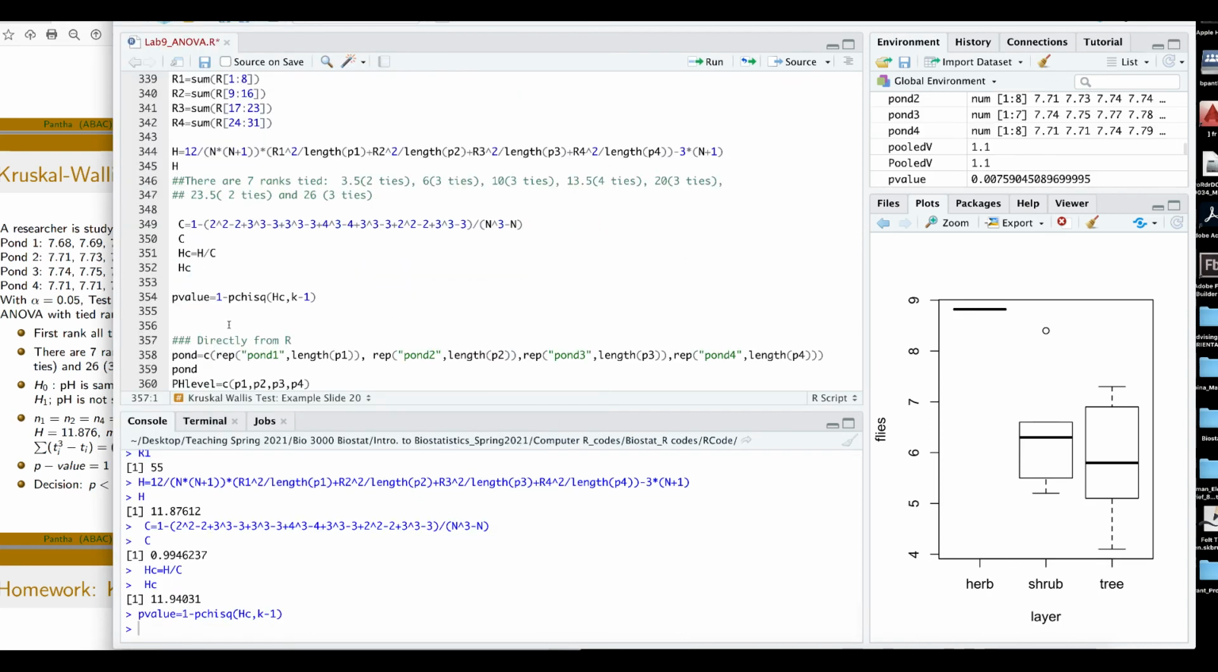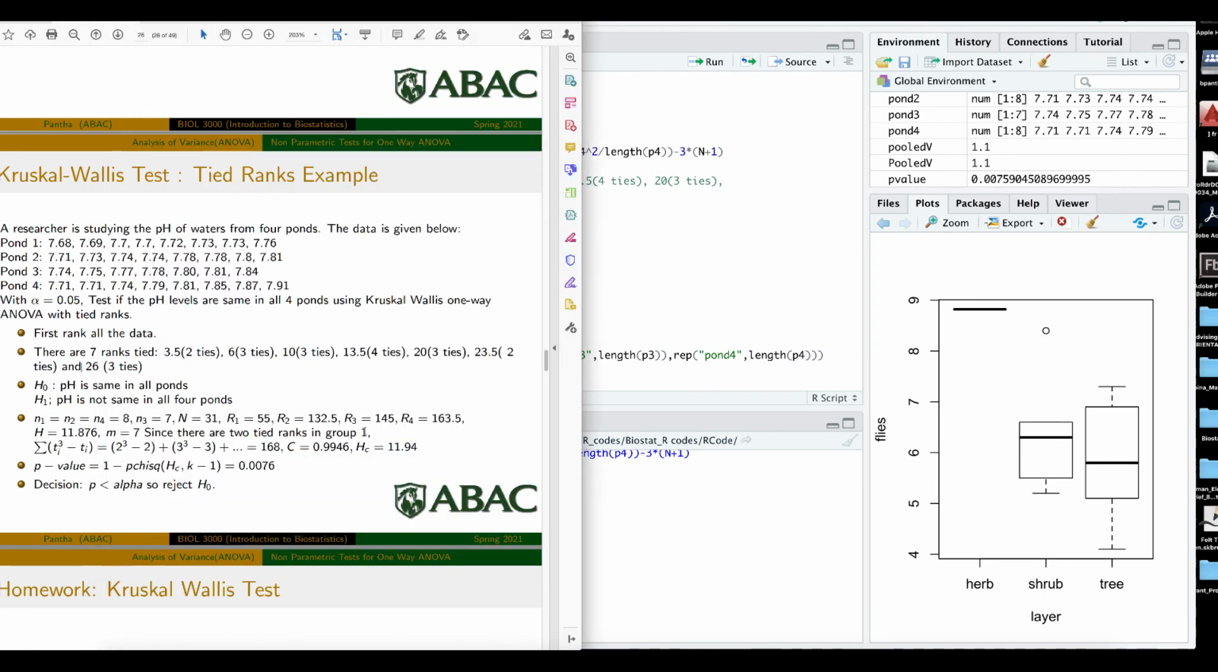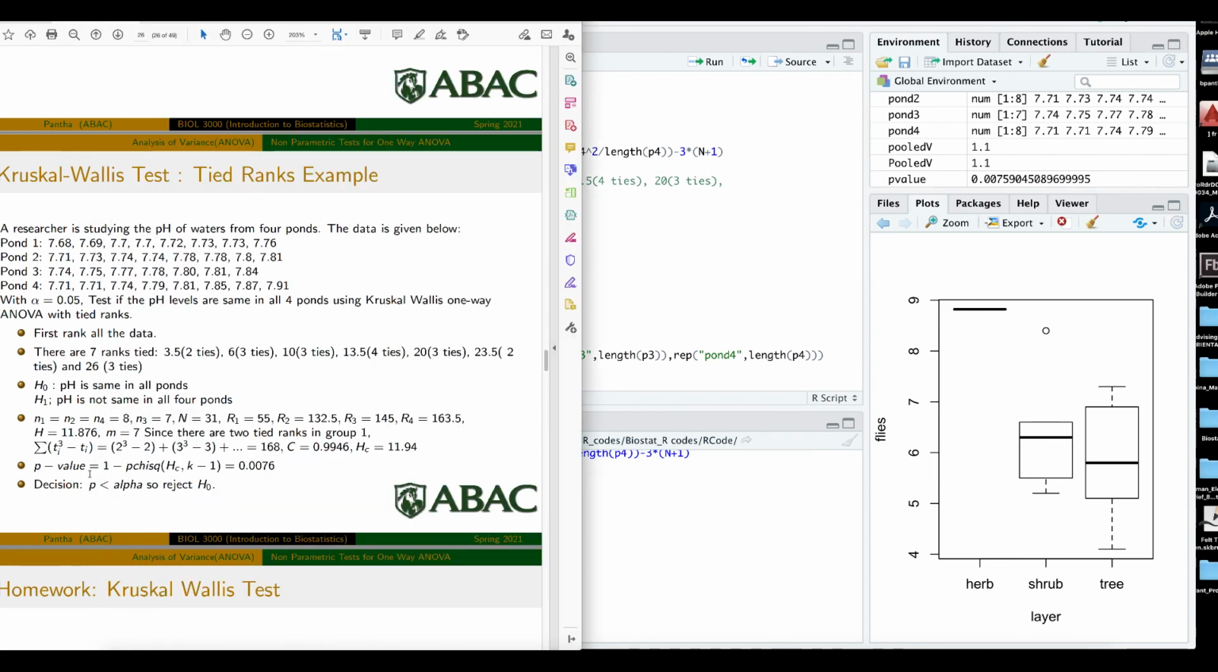So that's what I'm doing here. That is the p-value. So what is the p-value? If you run that, you will get 0.0076. That's what you get. And since the p-value is less than alpha, we reject the null hypothesis.